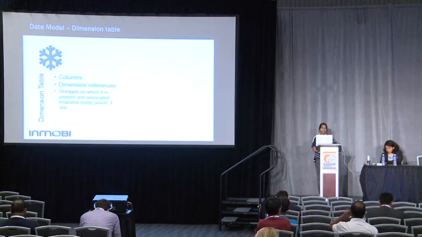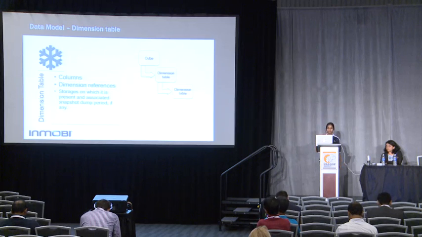So you'll define dimension references, and then the storages on which it is present. If you're dumping your dimension table on, say, a file system, you will be dumping with some snapshot periods. So you may associate a file system like storage with a snapshot dump period if there is any. Otherwise, it can be directly available on the storage like HBase or a DB. So if you look at the relationship between cube and dimension tables, the cube refers to dimension tables, and dimension tables can refer to other dimension tables. And dimension tables are present on storage.